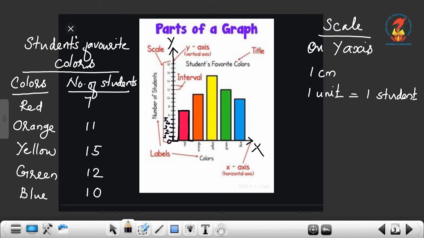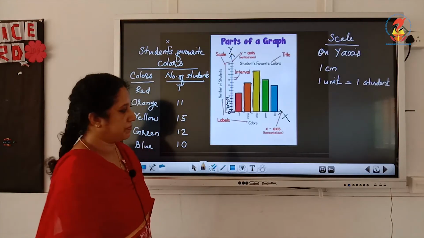Then the second one is 11. Against 11 mark a point, then draw the bar. Then again leave 1 centimeter. Every time you have to leave 1 centimeter. Then the next value, yellow, is 15. Against 15 first mark a line, then draw the bar. Then again leave 1 centimeter, then draw the next bar, and again the next bar. If you want, you can give colors also.